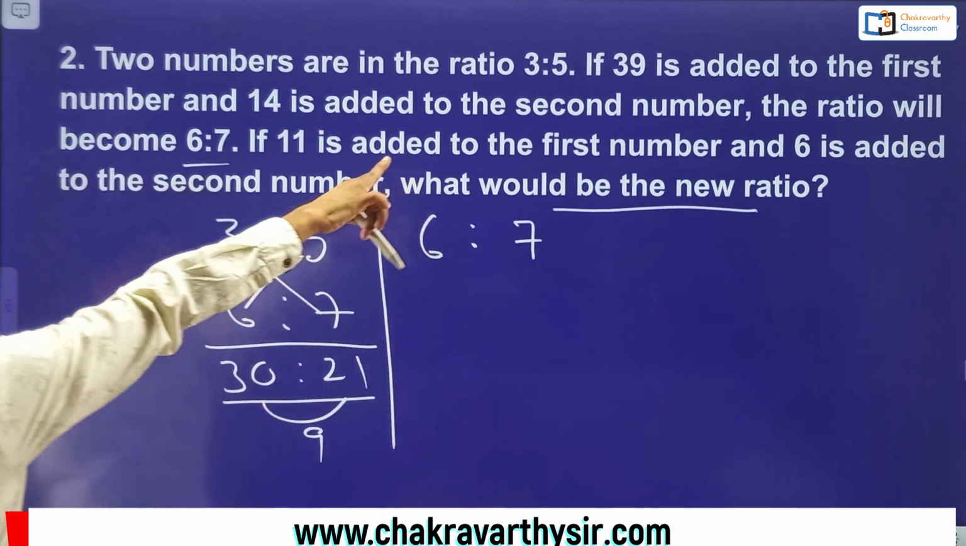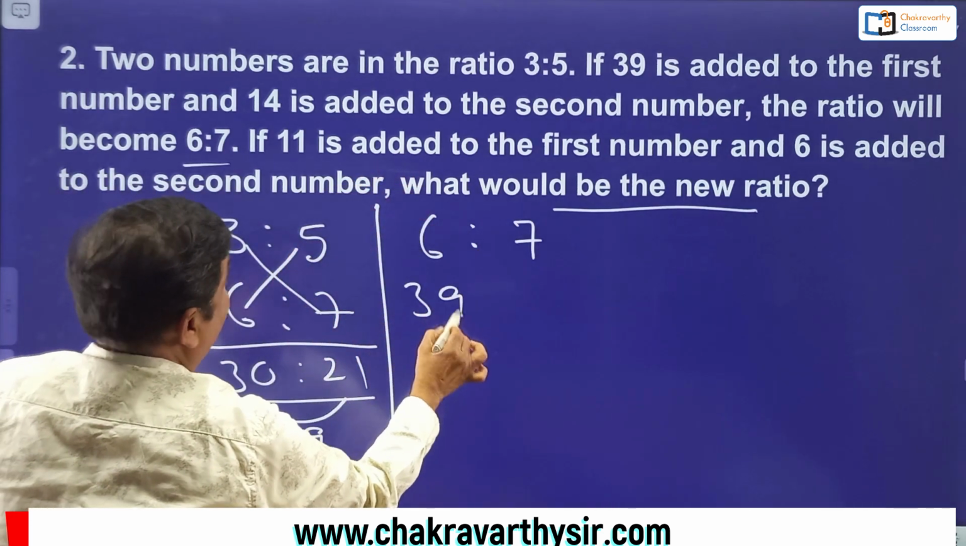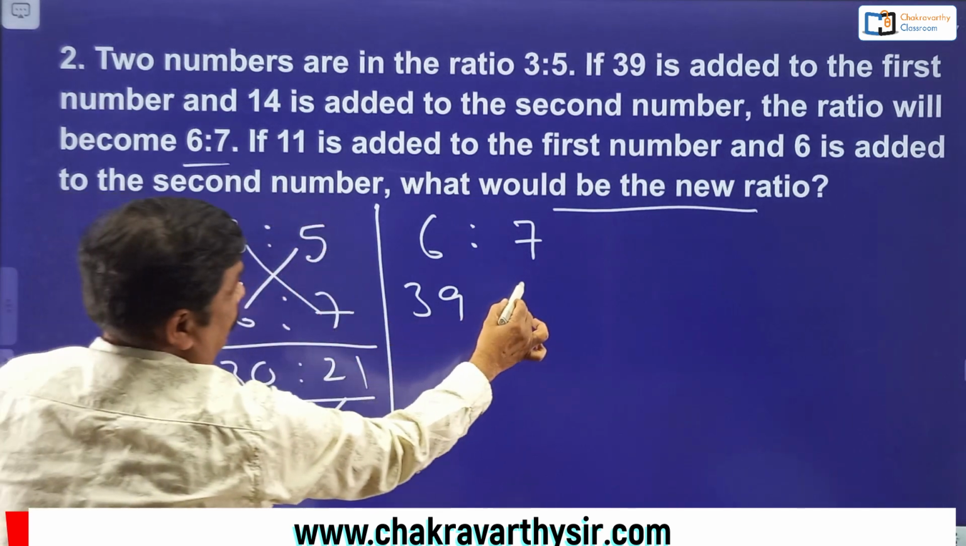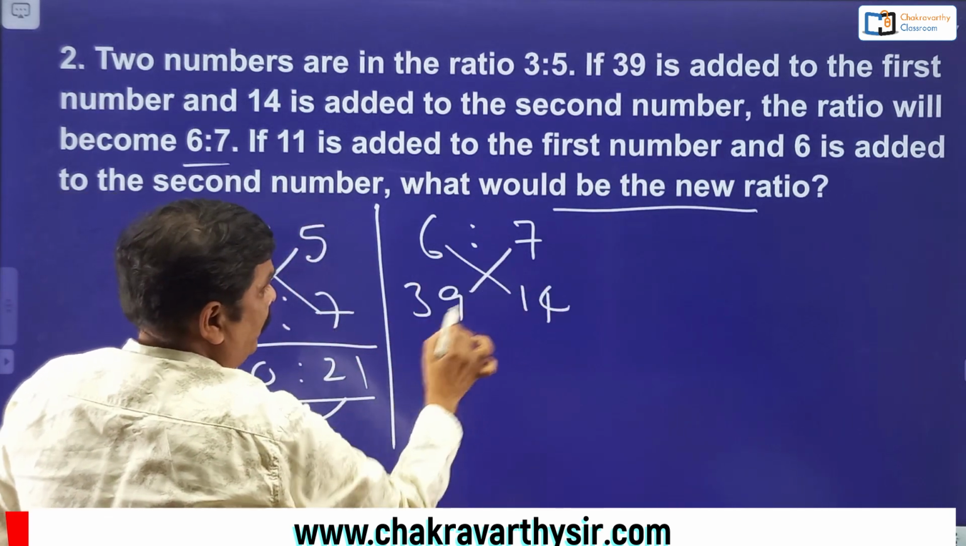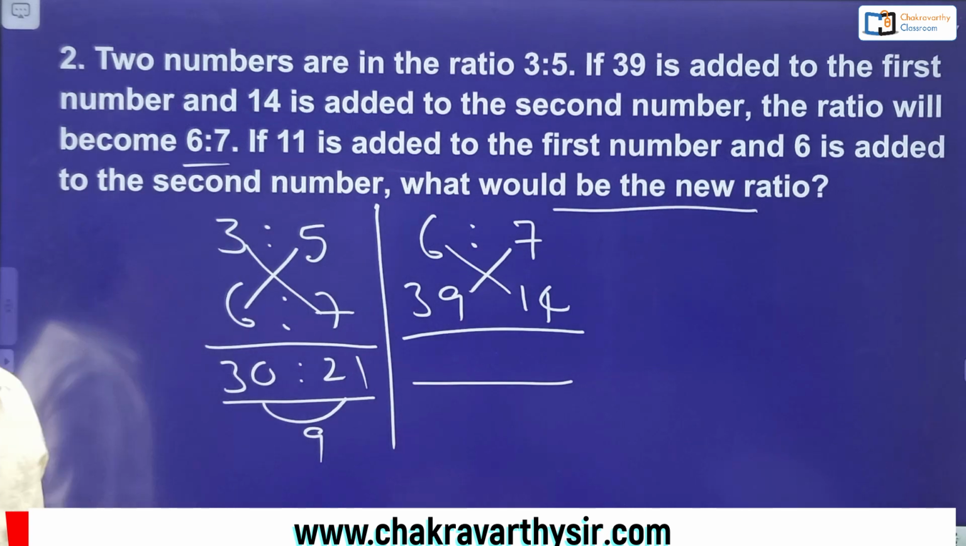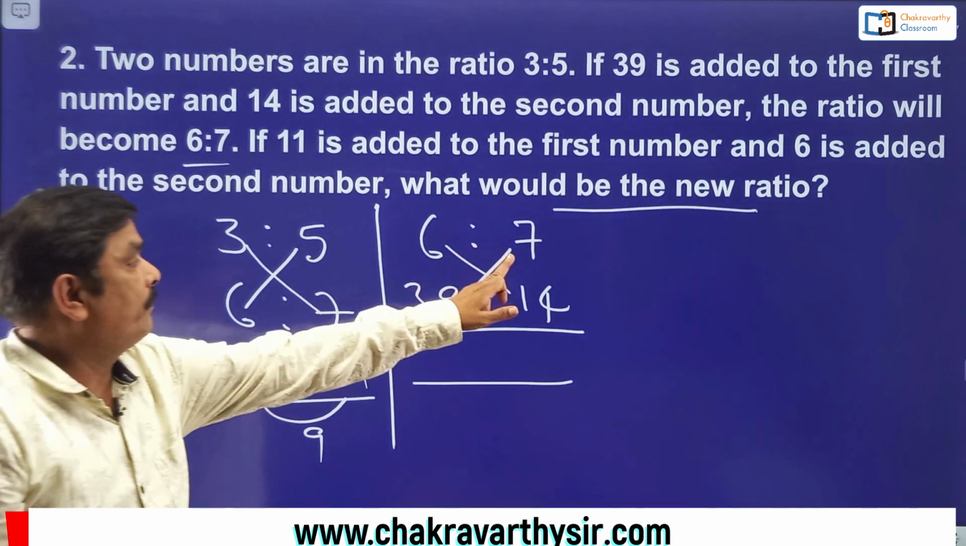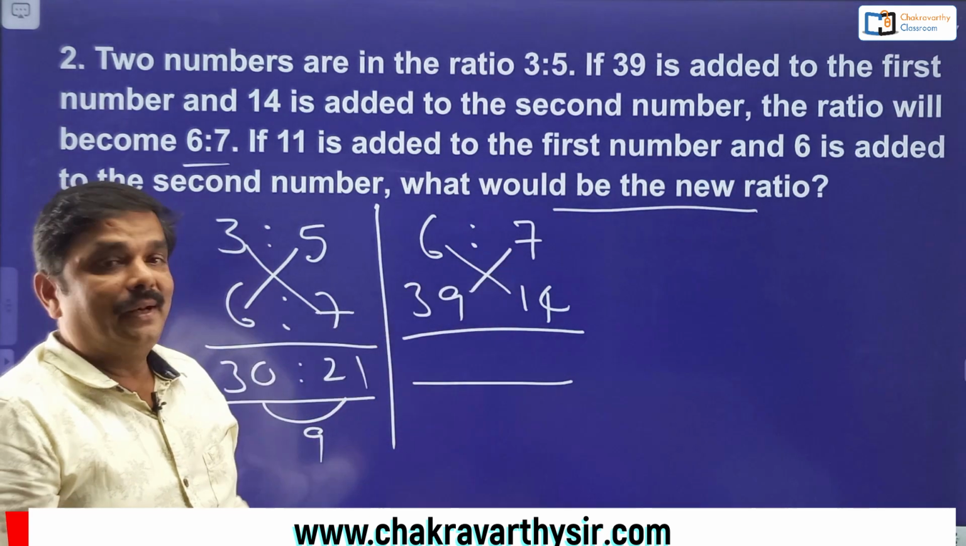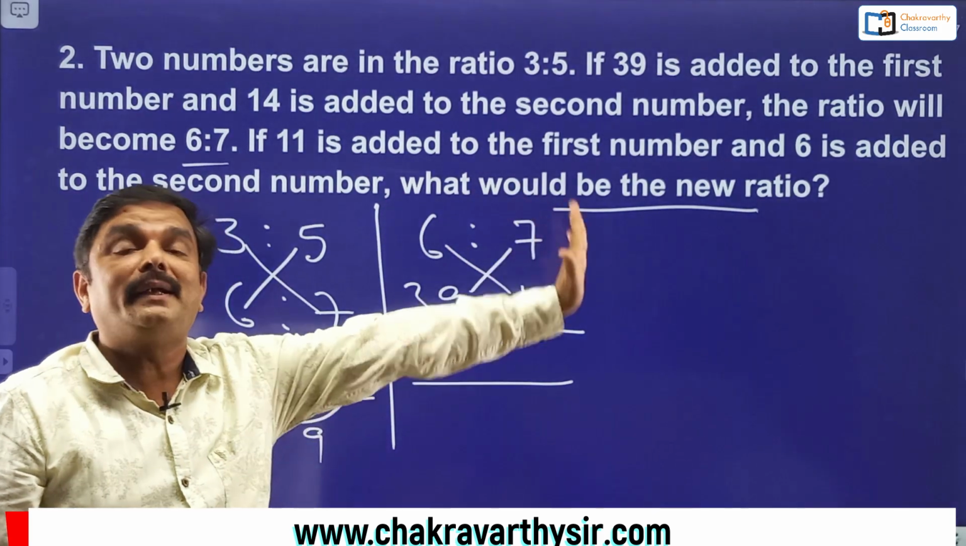How it has become? 39 is added to the first one. Then 14 is added to the second one. Just go for the cross multiplication. Simple. How to go for cross multiplication? Now you have to multiply 39 with 7. That means 7 into 39 times we have to do.